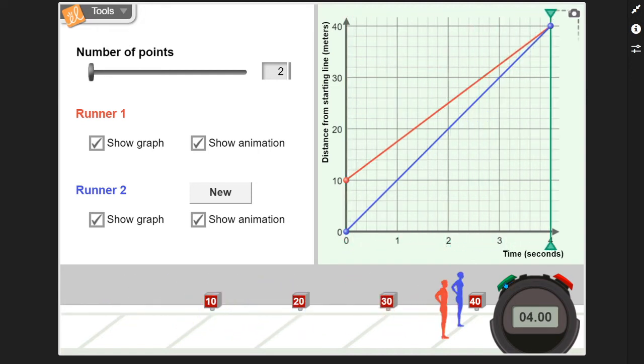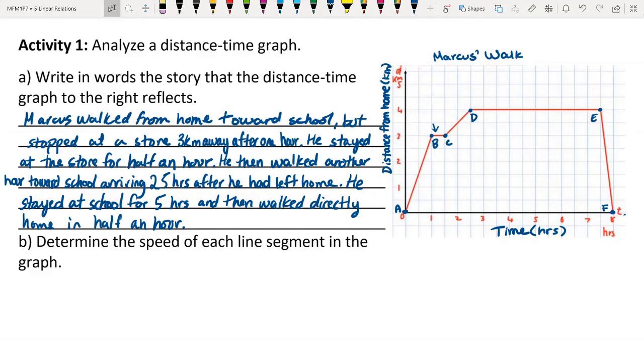It's close. It's a tie. That's right. No one won. Why? How can I tell from the graph that no one actually would have won this race? Well, I can tell because both runners at 4 seconds were 40 meters away. So they reached that point at the exact same moment. Alright, so that's enough for the gizmo for now.